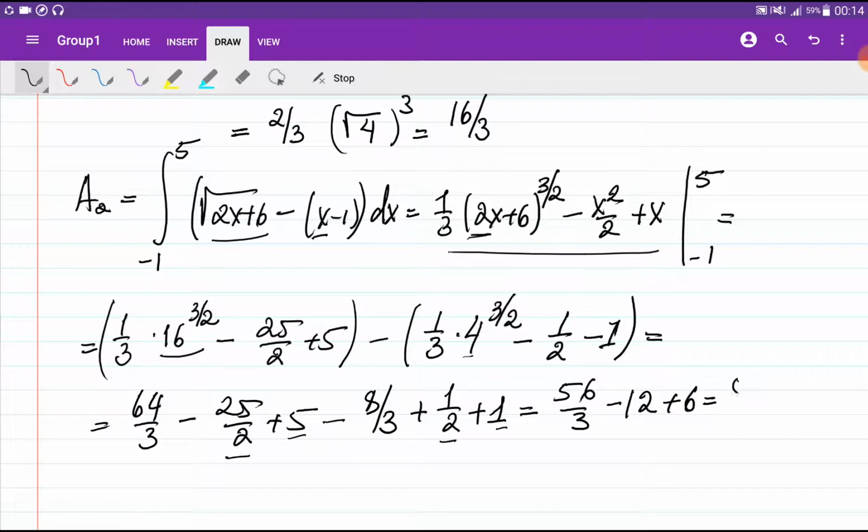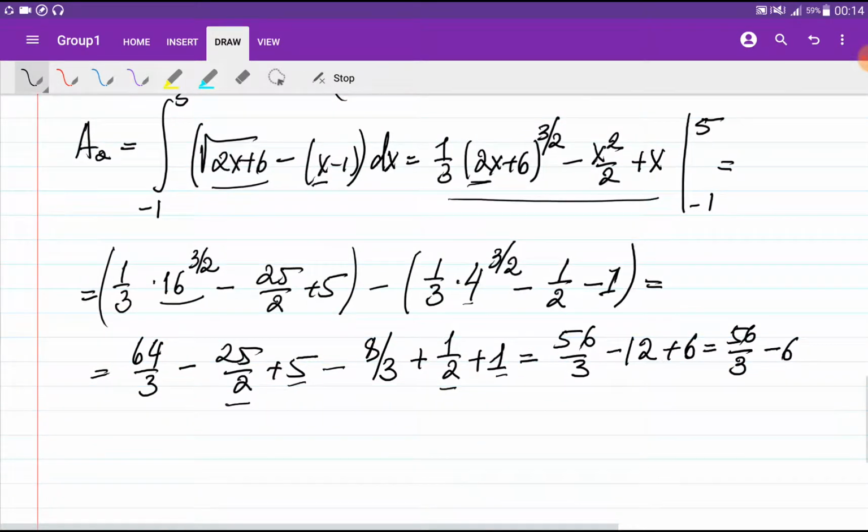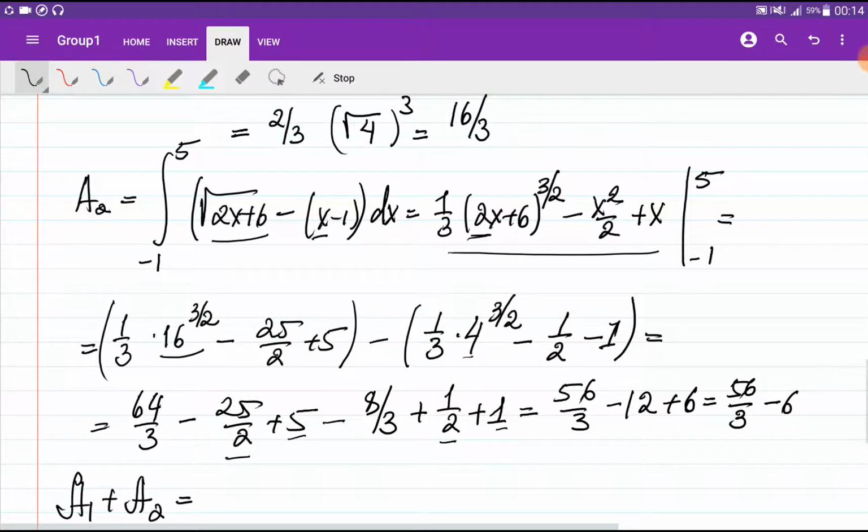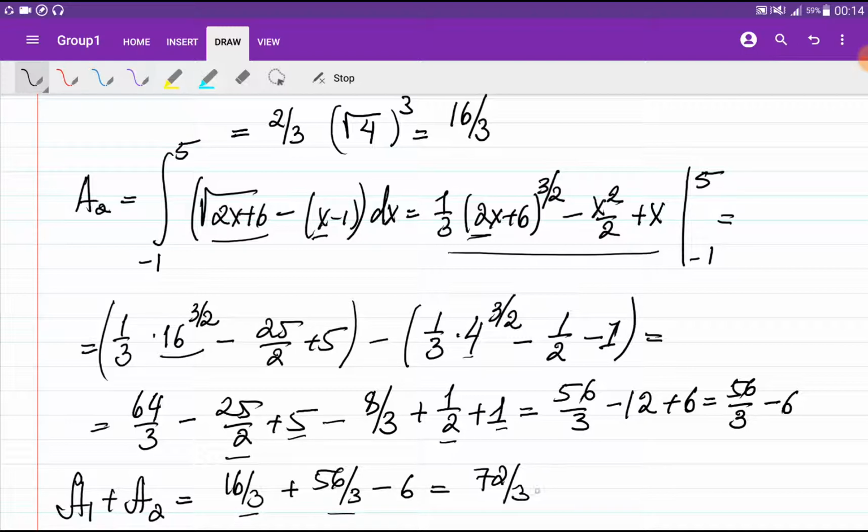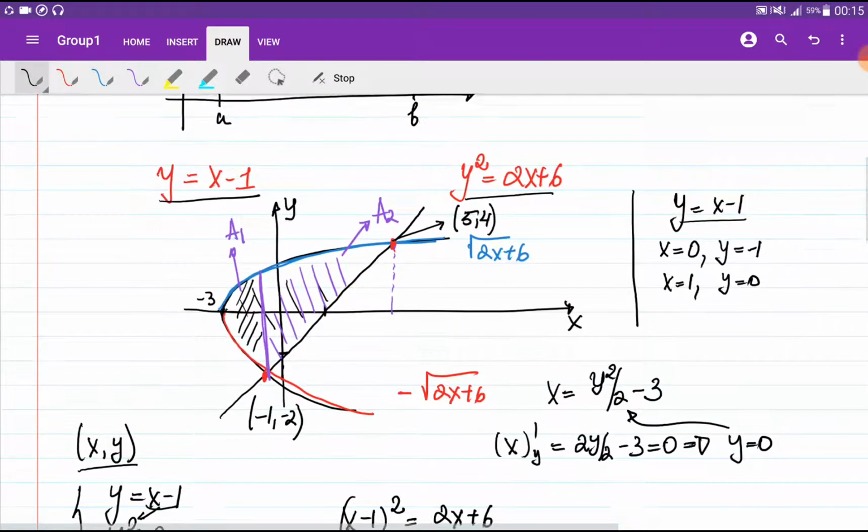So the answer will be equal to 56 over 3 minus 6. So still, we didn't find the total area. The total area will be equal to the sum of A1 and A2. So the area of A1 was equal to 16 over 3. Then the area of A2 is equal to 56 over 3 minus 6. Right? So if I sum this one to this one, I will get 70t over 3 minus 6. So 70t over 3, which is equal to 24, minus 6 gives me 18. Okay, so the area between these two curves is equal to 18, it appears.